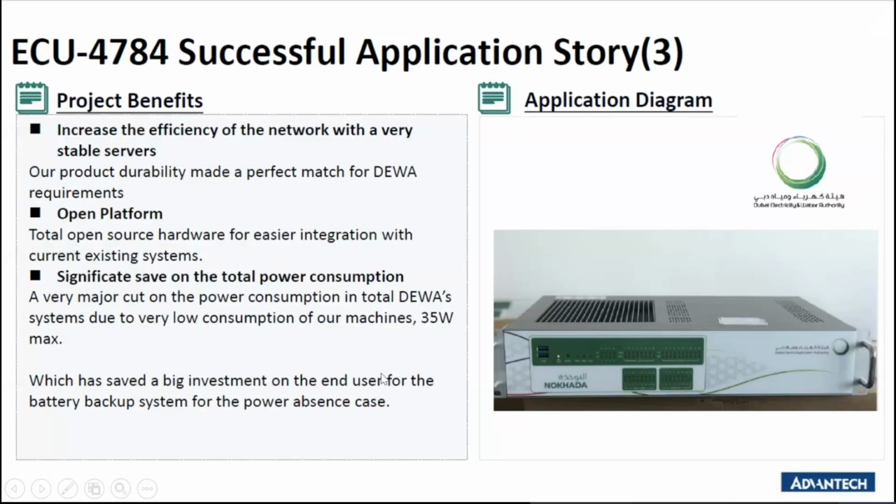So in this, we are increasing the efficiency of the network with a very stable server. We also provide a total open source hardware for easier integration with our current existing system. And also we significantly save on the total power consumptions, because our total power consumption for our ECUs is only 35 watts. And you can see in this photo, we also customize the label, the outlook of the ECU for our customer.